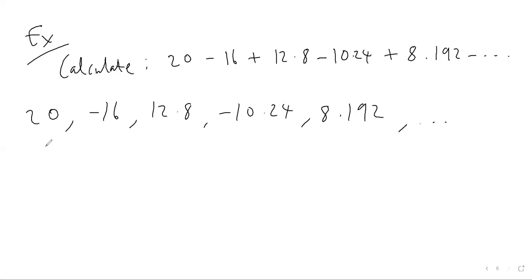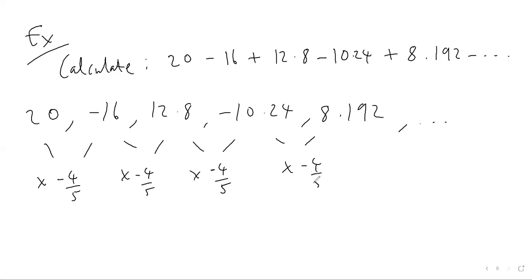So this is a geometric sequence. What you may notice is that every time we go to the next number in the sequence, we're multiplying by negative 4/5. So we're multiplying by negative 4/5 each time, negative 4/5, negative 4/5. So we've got a common ratio of negative 4/5. And we've got a first term in our sequence of 20. So our first term is 20.